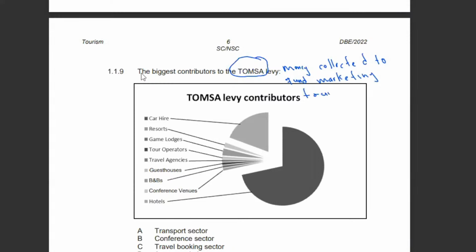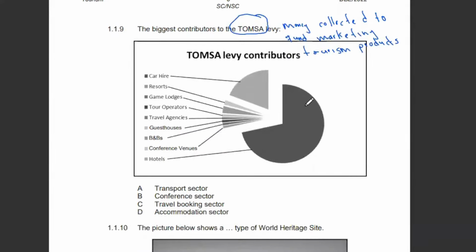It is actually money which is collected in funding tourism, marketing tourism products. So all players or different players in the tourism industry, they contribute a particular percentage, which goes to SA Tourism, and it is used to market South Africa as a global tourist destination.